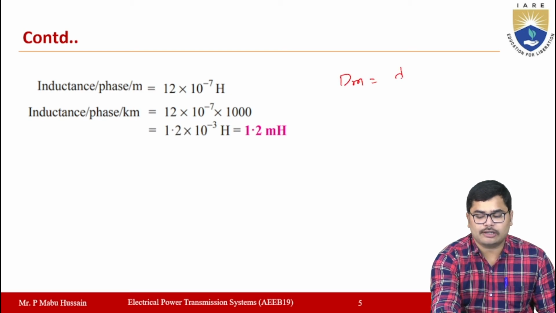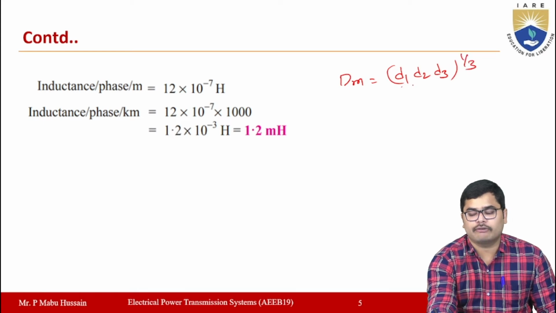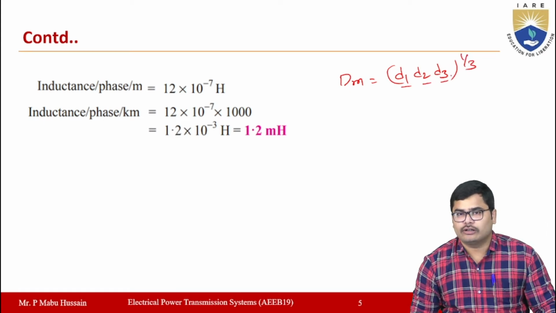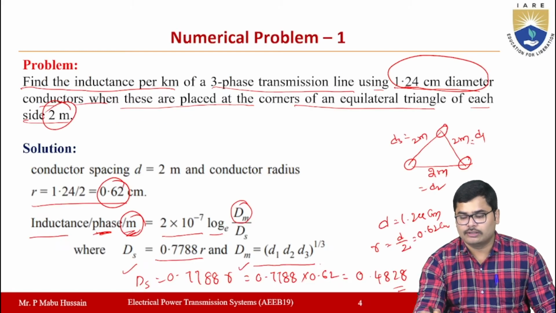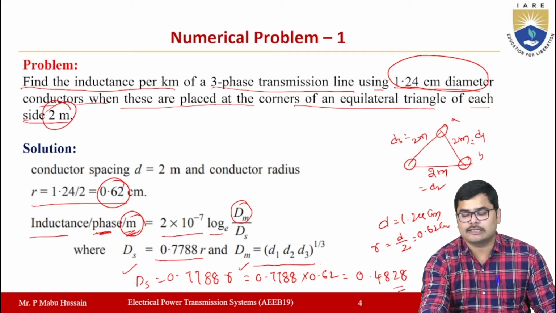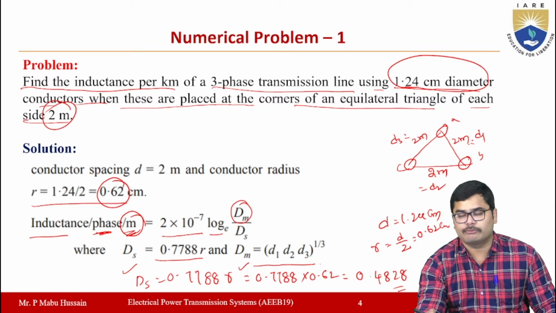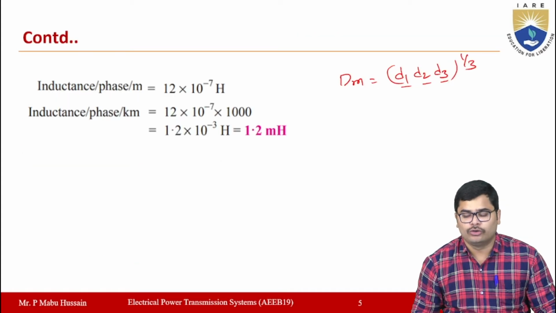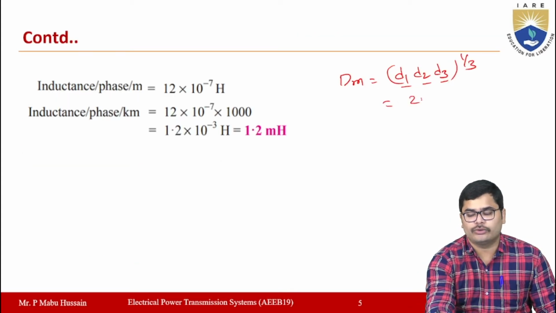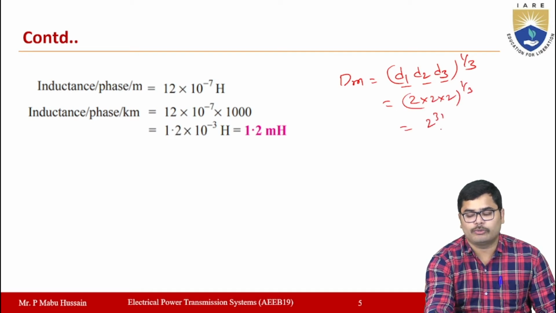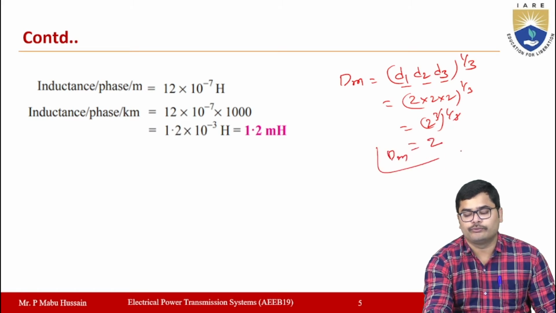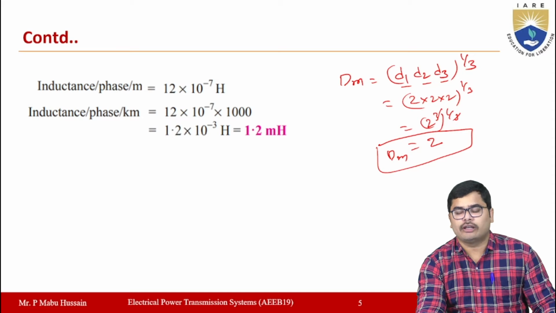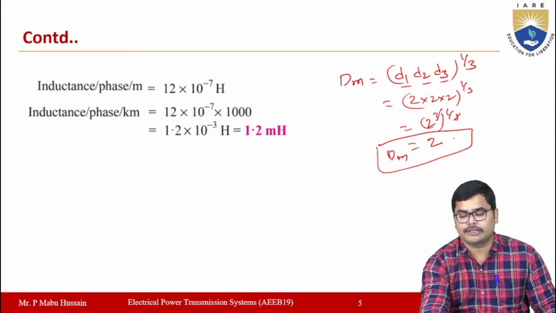So by using the expression (D1 D2 D3) whole to the power of 1 by 3. Here D1, D2, D3 are the distances between two conductors in a 3-phase system. If you observe all the 3 phases A, B, C here, the distance between any 2 conductors will be the same. D1, D2, D3 all will be equal to 2 meters. So this will be equal to (2 into 2 into 2) whole to the power of 1 by 3, which is 2 cubed whole to the power of 1 by 3. So the 3 will get cancelled. So Dm value will be 2. Okay. So Dm value will be 2 meters.